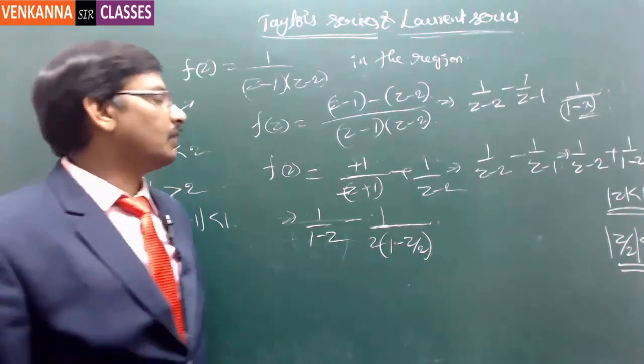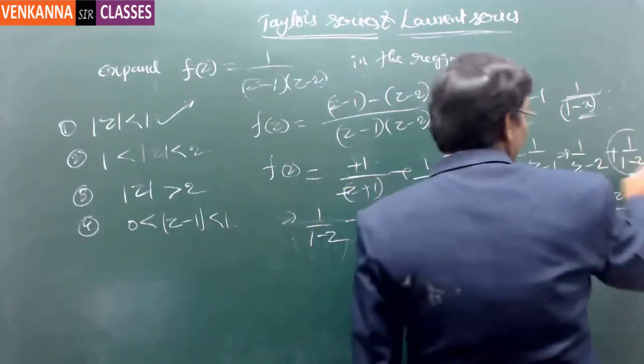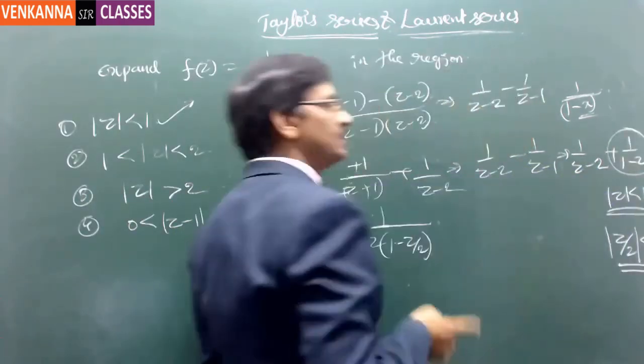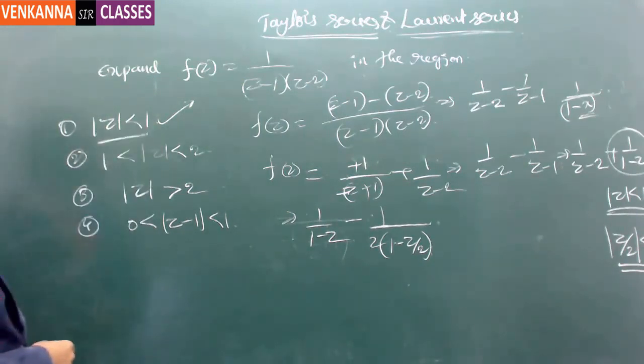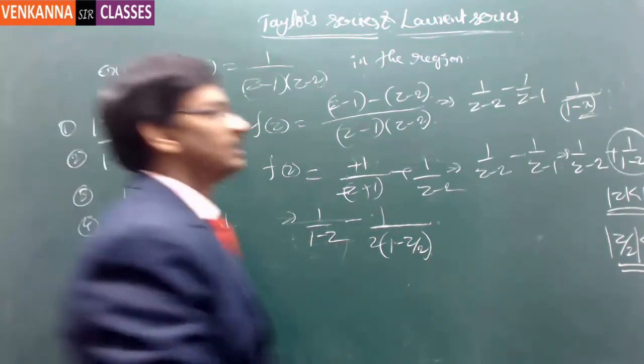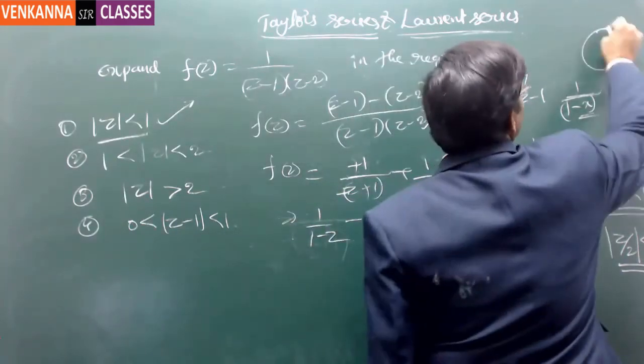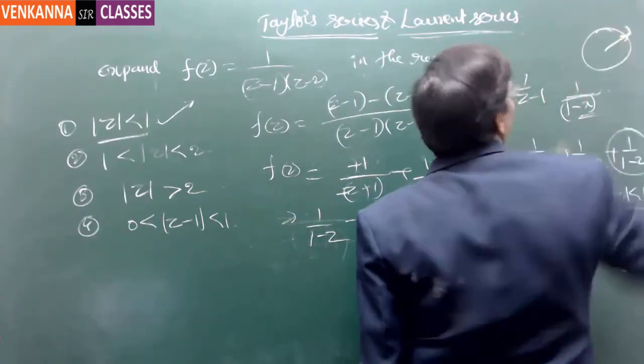Got it? Now here I got this value. This is perfectly fine, because the region of convergence is mod z less than 1. So he has given the circle region. Mod z less than 1 is nothing but a circular region like this, and this radius is 1.